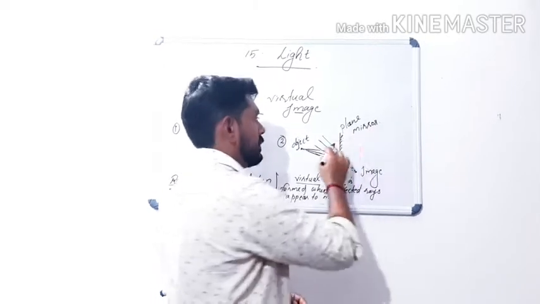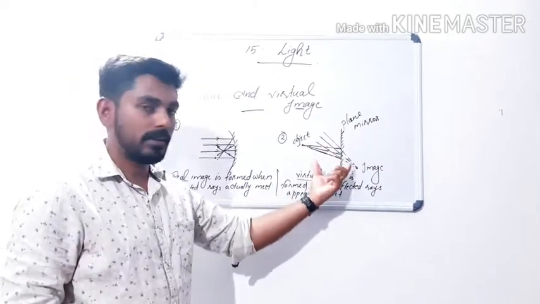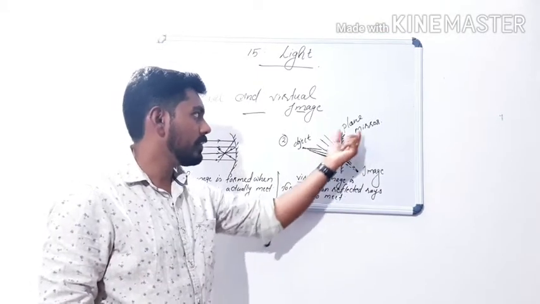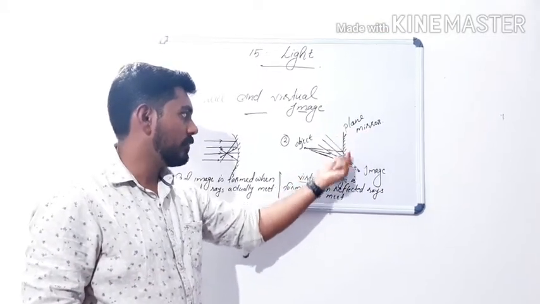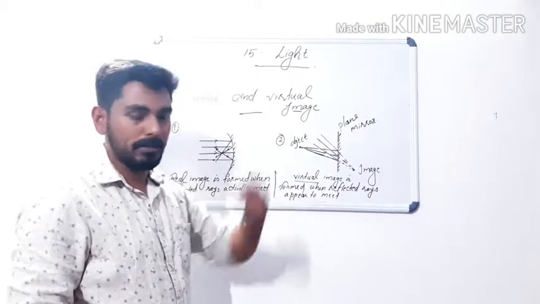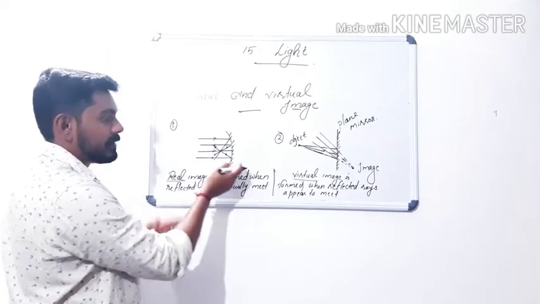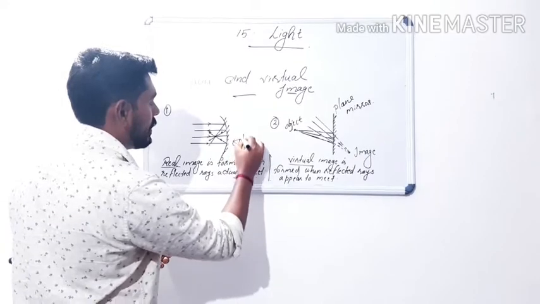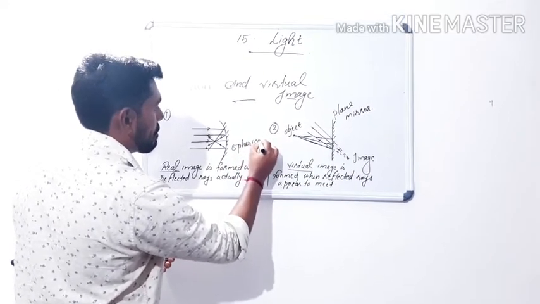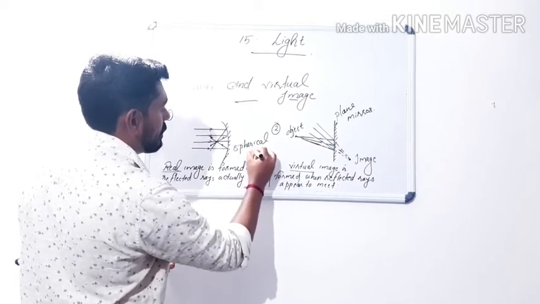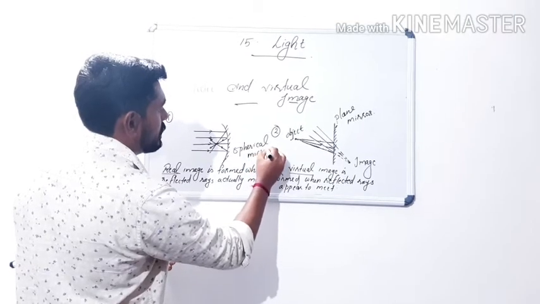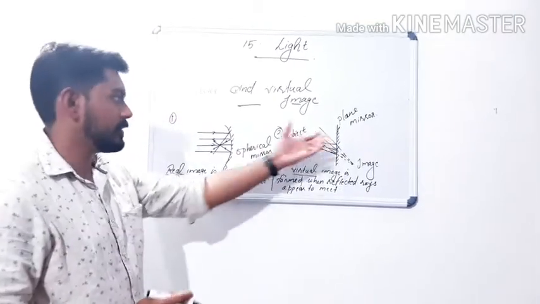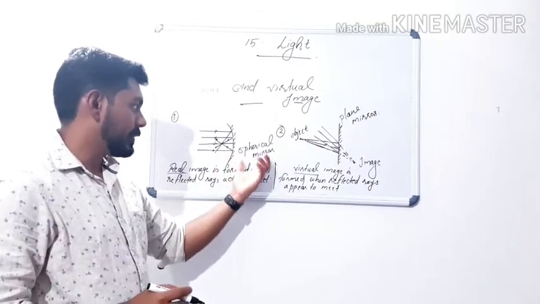Okay, so the second scenario: the image is formed by the plane mirror, and here you can see that this is another type of mirror. This mirror is called a spherical mirror. So these are the two mirrors. This is a plane mirror, this is a spherical mirror.